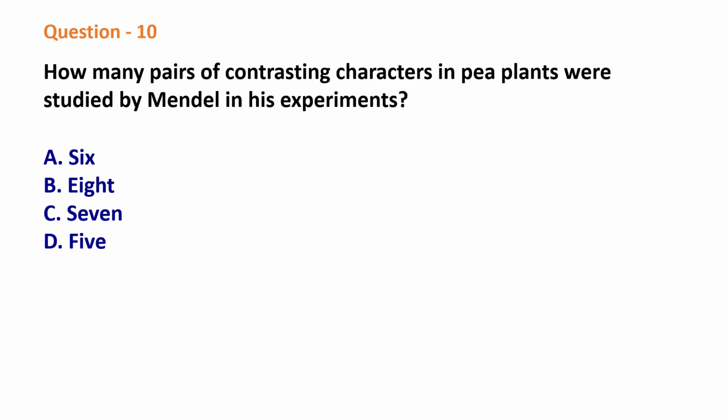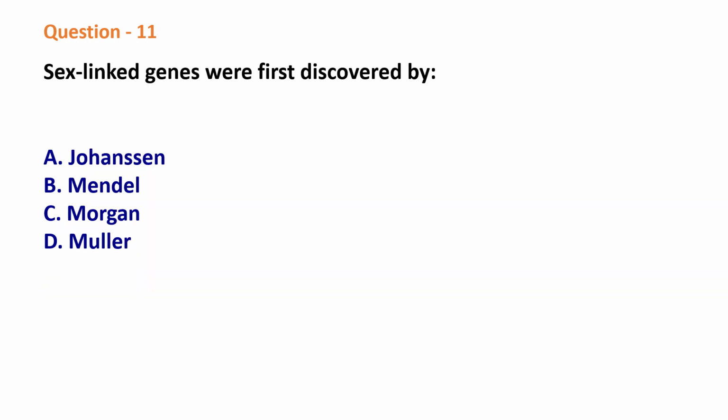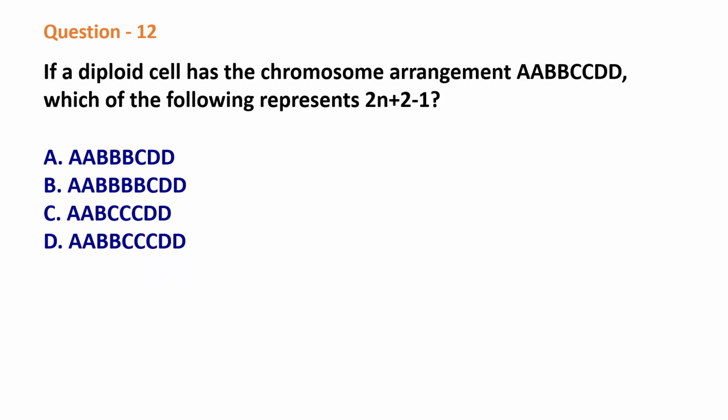Question 10. How many pairs of contrasting characters in pea plants were studied by Mendel in his experiments? 6, 8, 7, 5. Correct answer 7. Question 11. Sex-linked genes were discovered by Johansen, Mendel, Morgan, Muller. Correct answer Morgan.